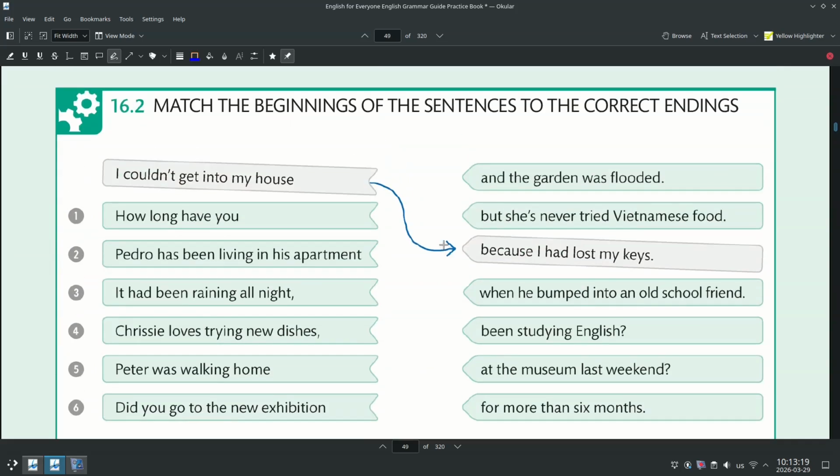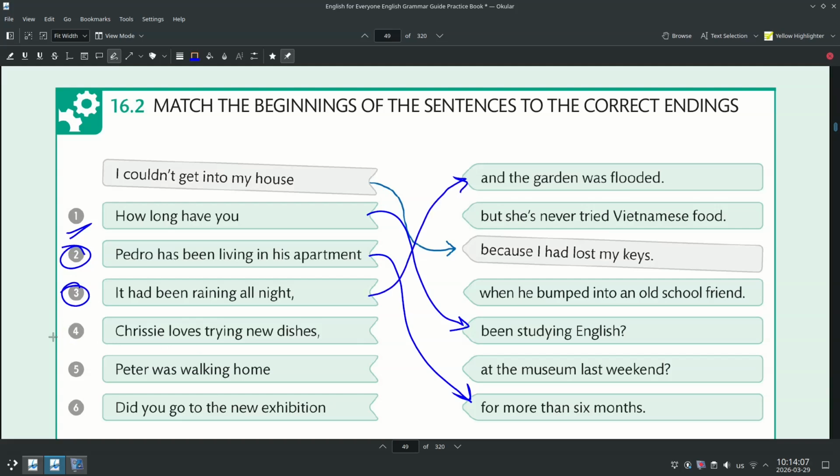Match the beginnings of the sentences to the correct endings. Number 1. I couldn't get into my house because I had lost my keys. Number 1. How long have you been studying English? Number 2. Pedro has been living in his apartment for more than 6 months. Number 3. It had been raining all night and the garden was flooded.